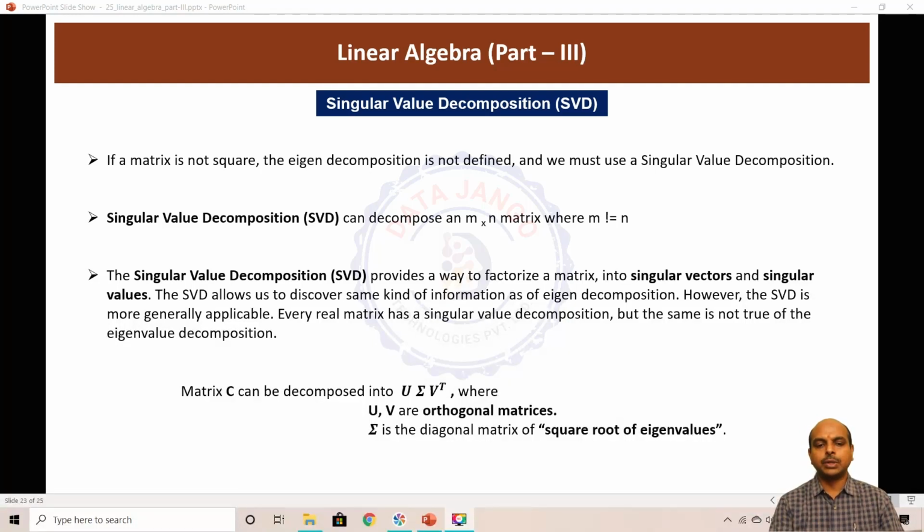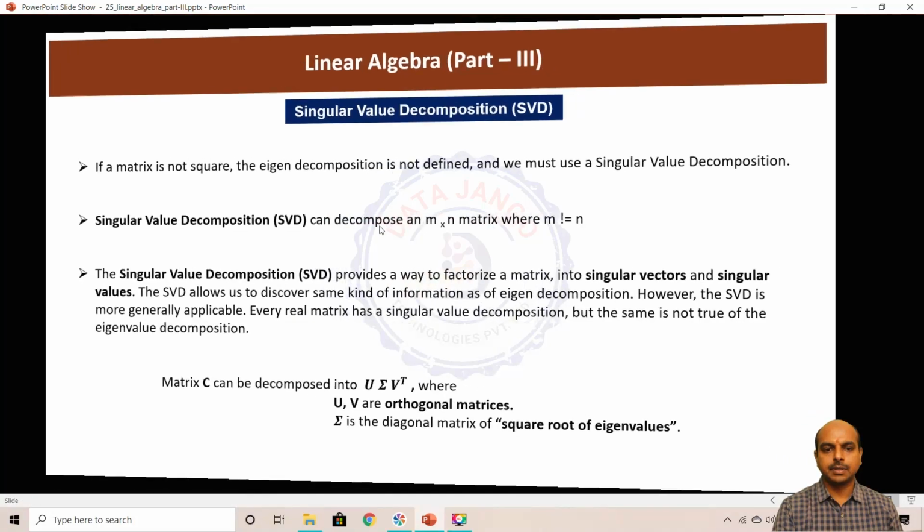So when you decompose a matrix C into U sigma V transpose, the singular value decomposition, you get U and V as orthogonal matrices, and sigma contains the square roots of eigenvalues. The square root of the eigenvalue matrix is the sigma. So why it is and how it is, let us see.